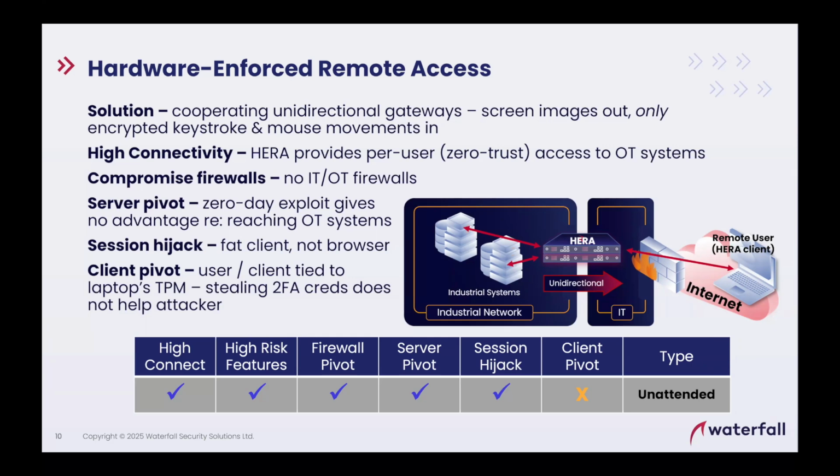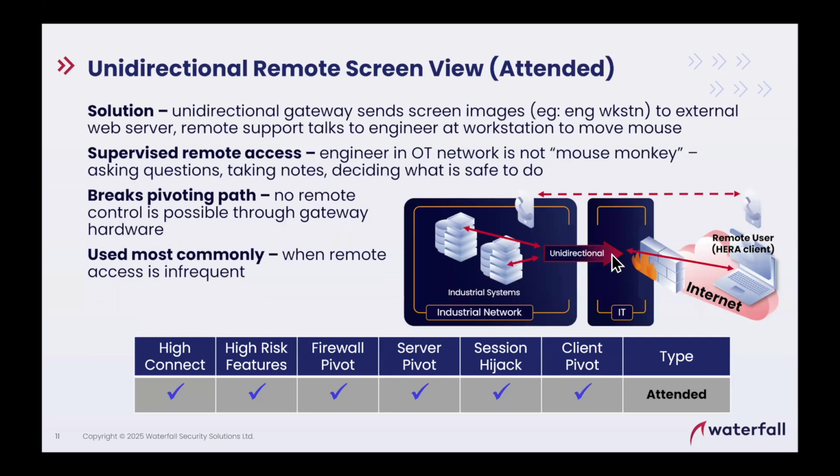I can do this. What am I doing here? Hardware-enforced remote access. Here we go. Unidirectional remote screen view. This is something that's existed with most of the unidirectional gateway vendors forever. It's one way out, nothing back. What does that mean? Well, you turn on remote screen view on one or two or three assets on the industrial network. You can send those screen images, just like you're seeing my screen image here.